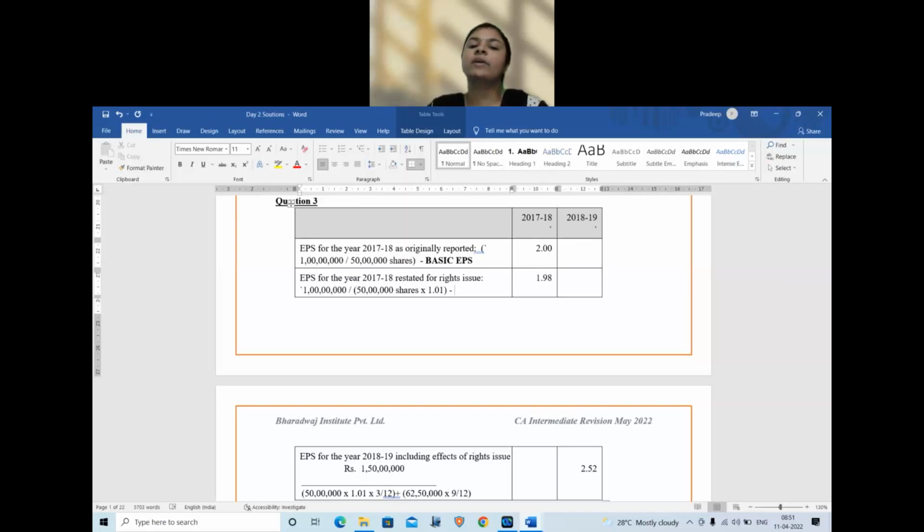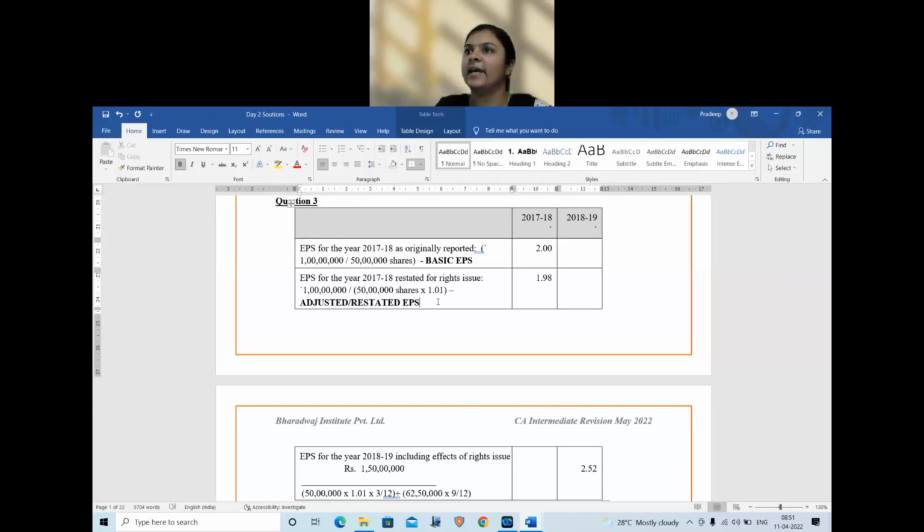So now going for the adjustment for 17-18, the restated or adjusted EPS as we would call it, whichever term can be used. Restated or adjusted EPS is 1 crore, same profit, divided by 50 lakh 50,000, which is what we calculated as the weighted shares, which gives you 1.98.